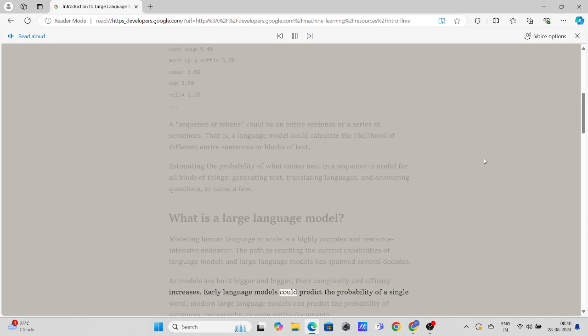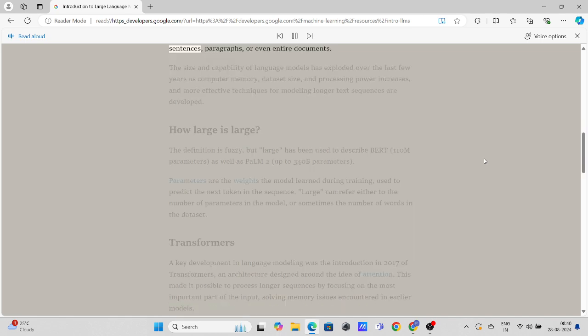Early language models could predict the probability of a single word. Modern large language models can predict the probability of sentences, paragraphs, or even entire documents. The size and capability of language models has exploded over the last few years as computer memory, dataset size, and processing power increases, and more effective techniques for modeling longer text sequences are developed.